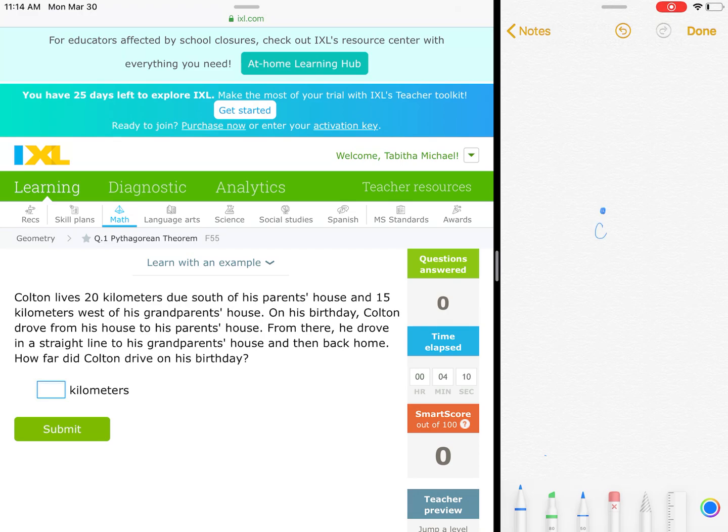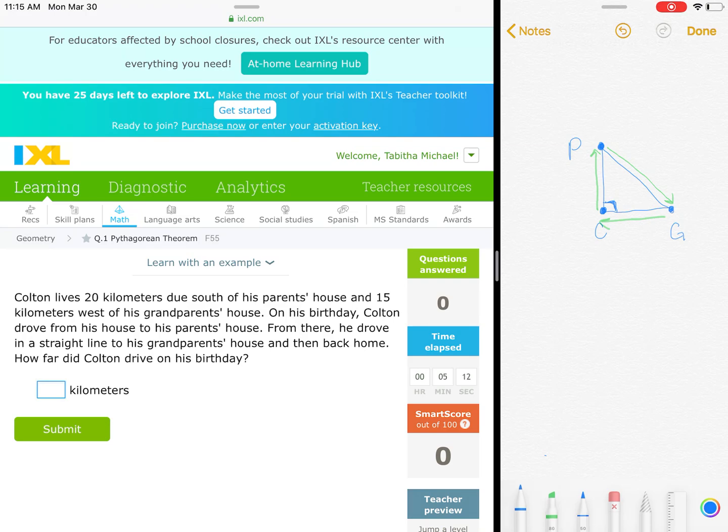He lives south of his parents, so his parents are to the north of him. That's a little bit of wording and grammar. He also lives west of his grandparents, so his grandparents are to his east. Since it says due south and due west, we're going to assume that they form a 90-degree angle. Let's connect that so that we have a right triangle. He drove to his parents, so he goes this way. He drove to his grandparents and then back home, and it wants to know how far he traveled on his birthday.